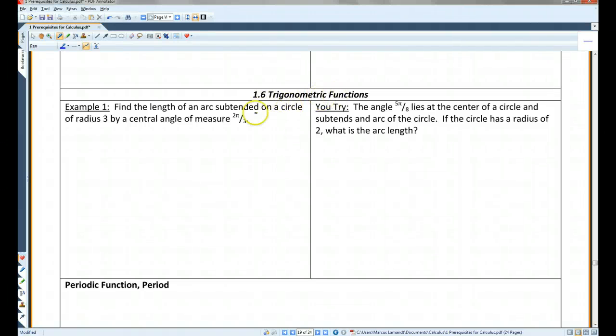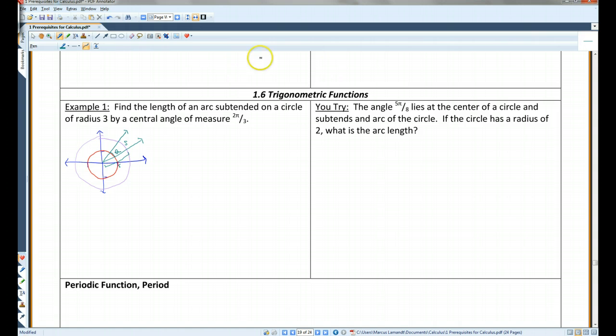Alright, 1.6 Trig functions. Find the length of an arc subtended on a circle of radius 3 by a central angle of measure 2 pi over 3. Alright, I'm going to draw something here. If this is the unit circle, it has a radius of 1. Let's imagine that this angle cuts a piece of that unit circle. This is the subtended arc of the circle of a certain radius. In this case, we have a radius of 3. So this is what we're trying to find: the length of this piece of the circle, given this angle and a certain radius.